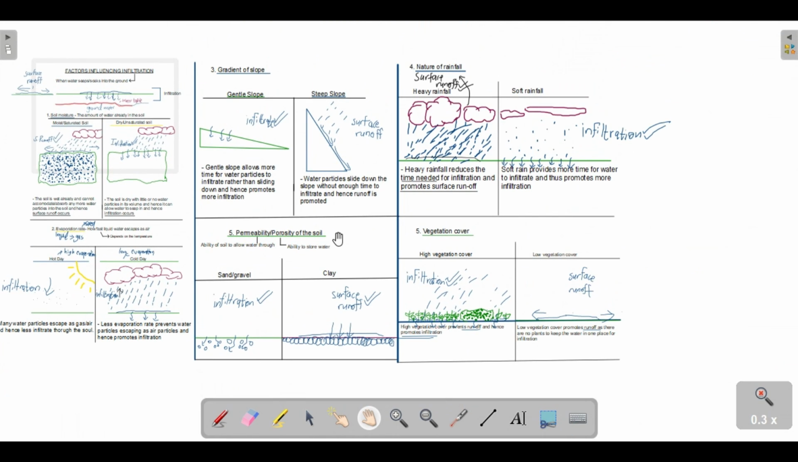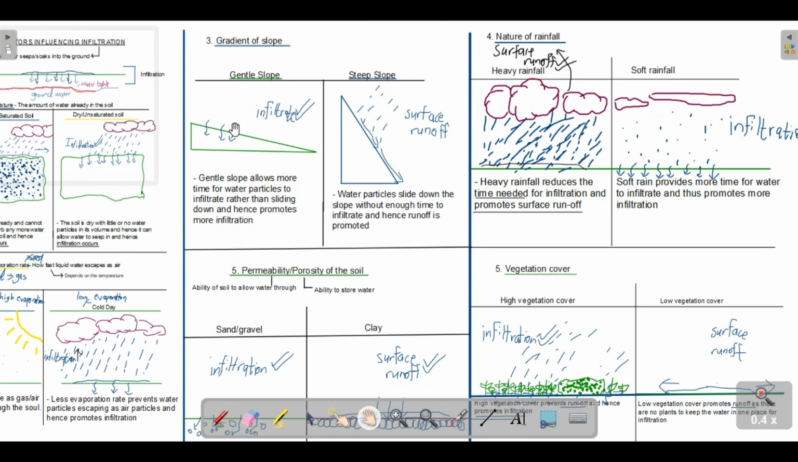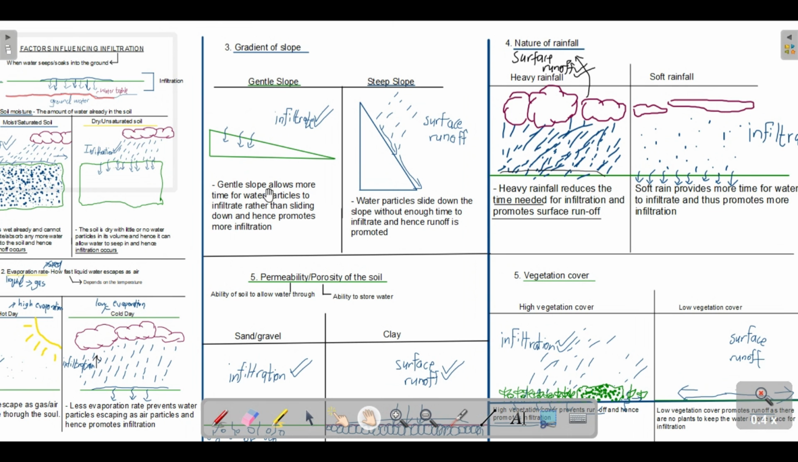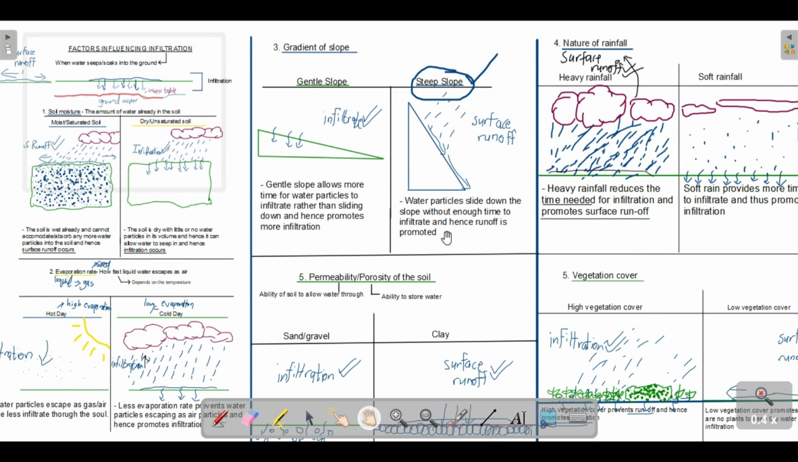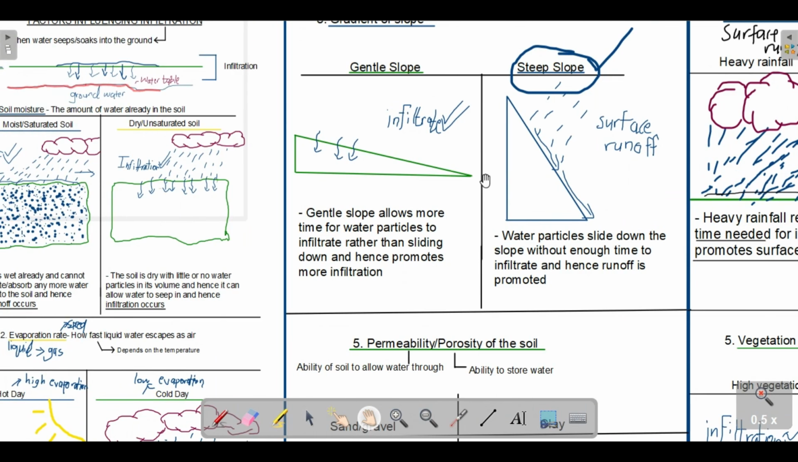So those are your 5 factors influencing infiltration. You have to be able to use them in different scenarios, guys. So if they ask you to describe how excavation will affect the amount of infiltration on a particular drainage basin, you would say, well, excavation will result in a steep slope. A steep slope will promote more surface runoff because it will slide the water particles down instead of giving them enough time to infiltrate. So you have to use all these different types of factors in different scenarios, guys.